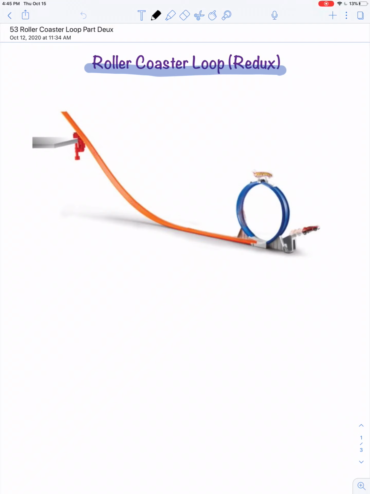When I was a kid, I played with Hot Wheels cars, and I remember rolling them through a loop. I don't remember exactly how this was set up. I seem to recall that in the loop section, the track was sold in segments, and you could actually remove the top segment so it would look something more like this.